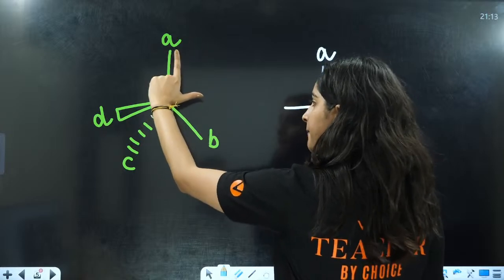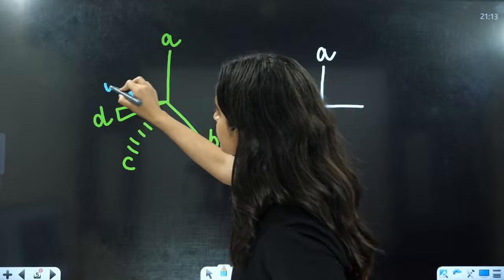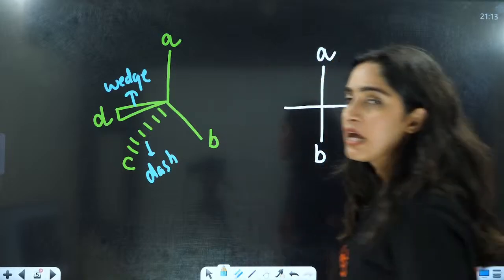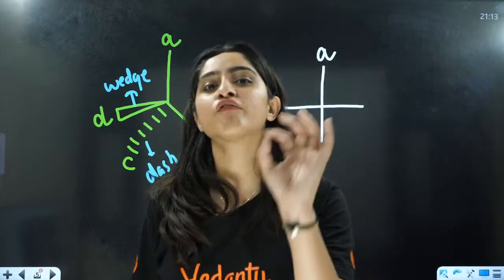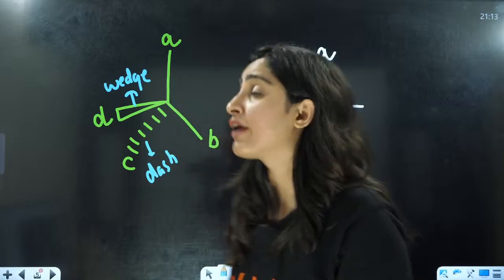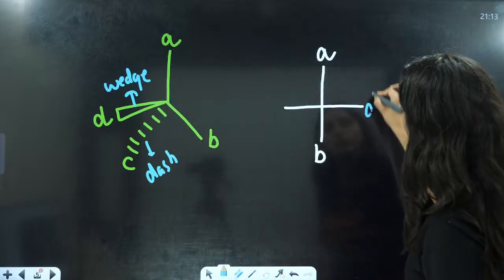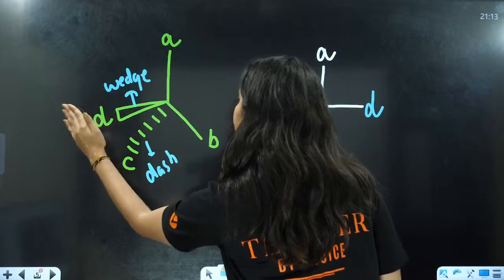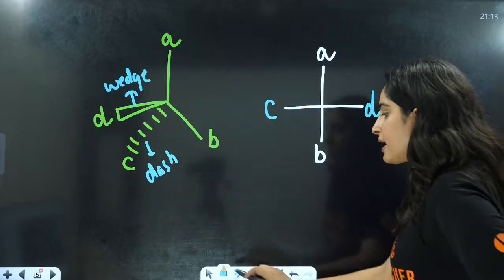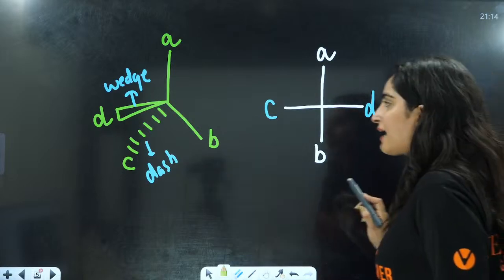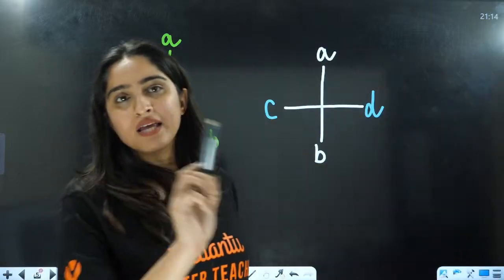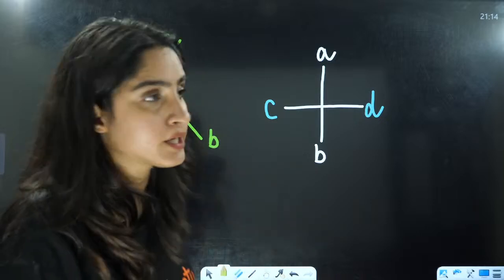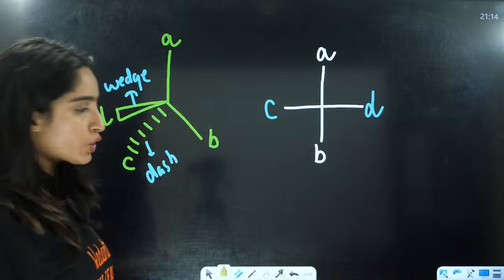Where you have this thumb, the wedge is going to be on that side. This is the wedge, and this is the dash. So this D, that is the wedge, is going to be on that side where we had the thumb. Okay, so very simple, this is how you're going to draw it.